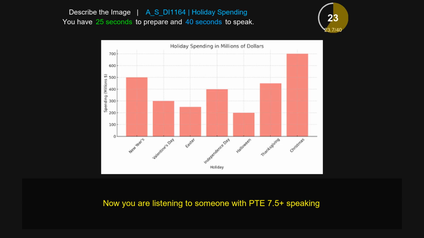The minimum data was shared in Easter, which is 200. To conclude, the bar graph is highly informative about holiday spending in millions of dollars.